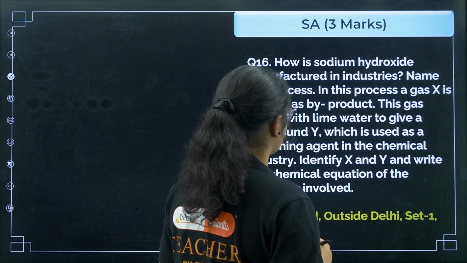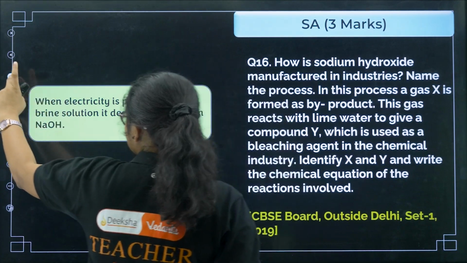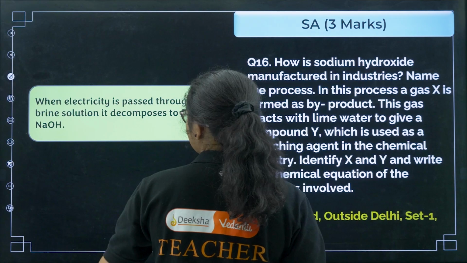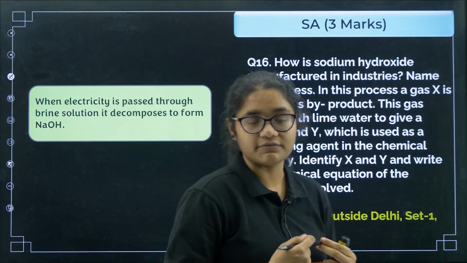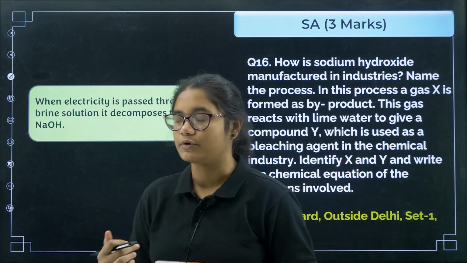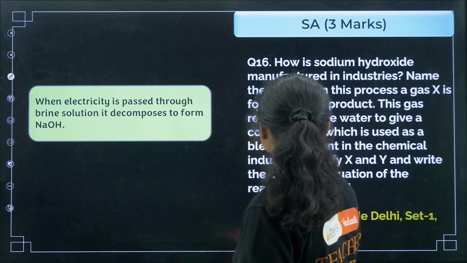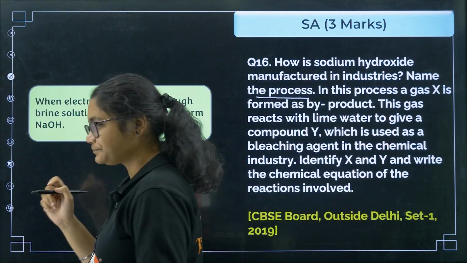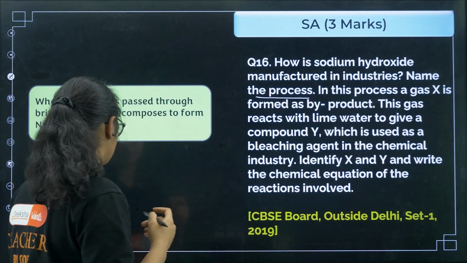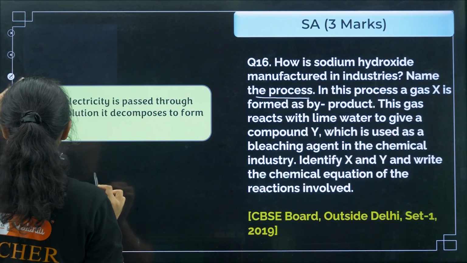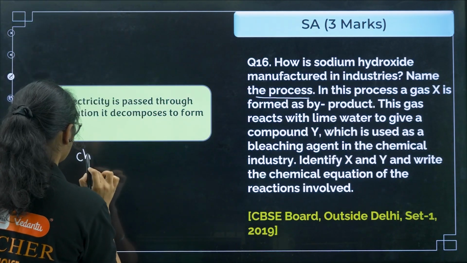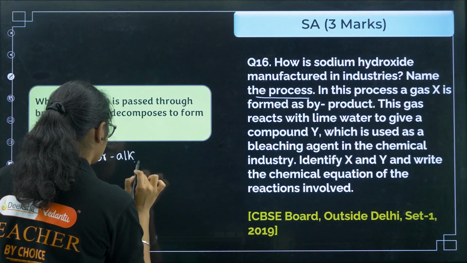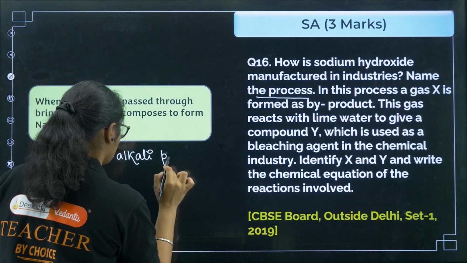Question number 16, how is sodium hydroxide manufactured in industries? Name the process. It is manufactured when electricity is passed through brine solution, meaning NaCl solution. If electricity is passed, you will get sodium hydroxide. And next question is, name the process. This is called the chlor-alkali process.